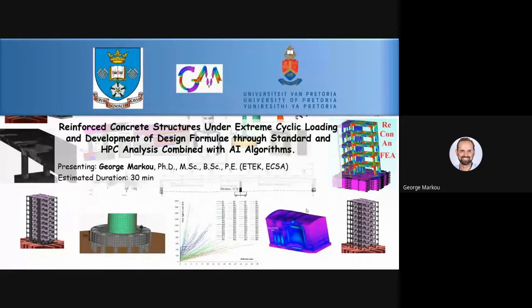My name is George Markou. I'm an associate professor at the University of Pretoria in South Africa in the structural division. My field of expertise is indeed in computational mechanics, but lately we started also entering the world of experiments, like you do there a lot.